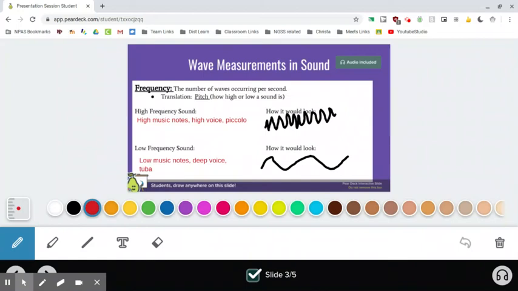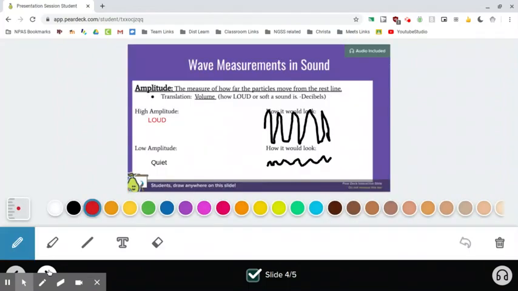If it's high frequency, it sounds really high. If it's a low frequency, it sounds really low and really deep. I tend to use my voice to mimic that as I talk about it. So I apologize. Let's talk about amplitude though. Amplitude is how loud something is.